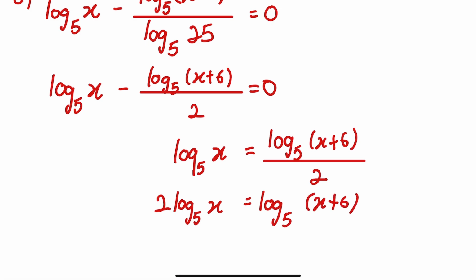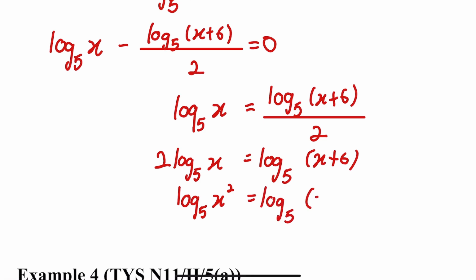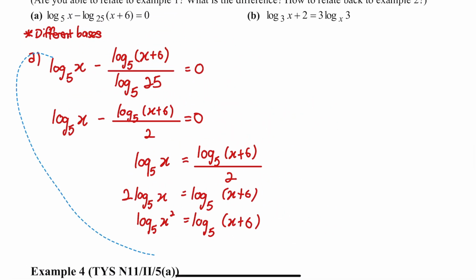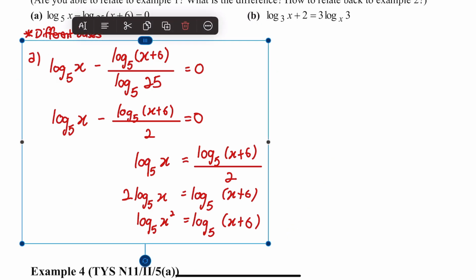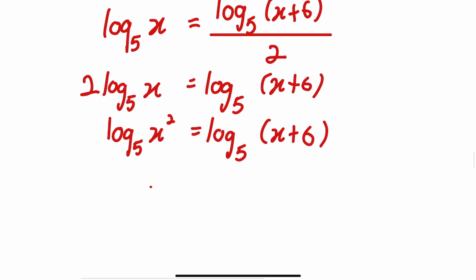Okay. Can I compare this from here? Remember that to compare, even though they're the same base now, the coefficient of your log must be 1. So over here, I must bring up this 2 by power law. This means that log base 5 of x squared is equal to log base 5 of x plus 6. Therefore, only from here I can now simplify further. This means that x squared is equal to x plus 6.